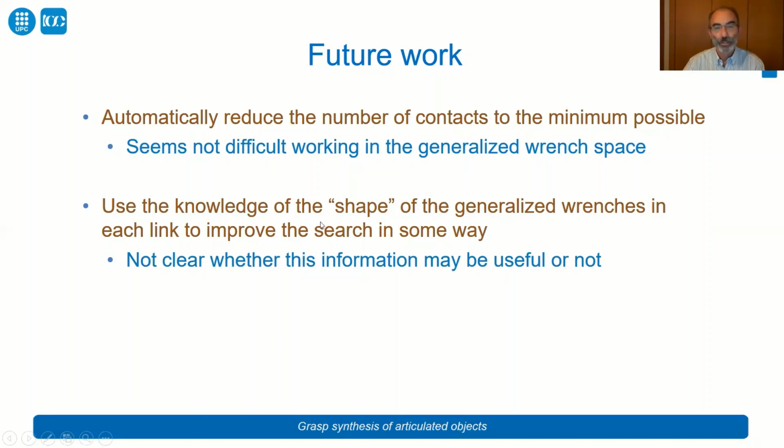I say we know the shape of these ranges because we know the Jacobian for each of the links of the articulated object. So we can determine the expression of each component of these generalized ranges, and maybe they are useful to optimize something in the whole procedure. It is not clear whether this information may be useful or not, but it is something to be investigated.